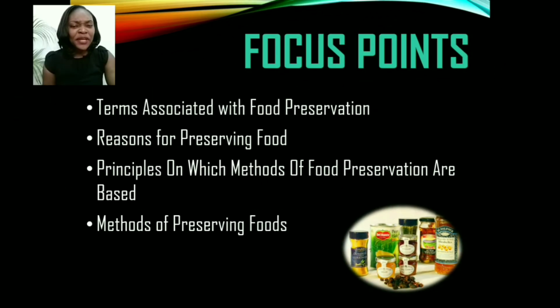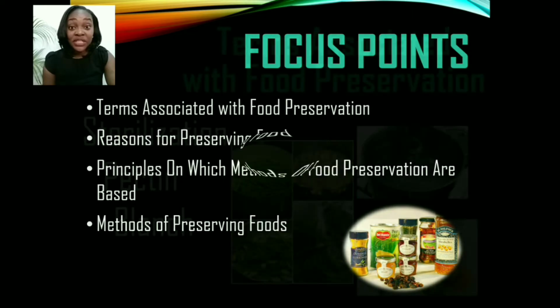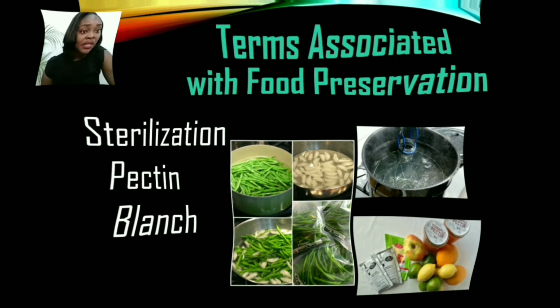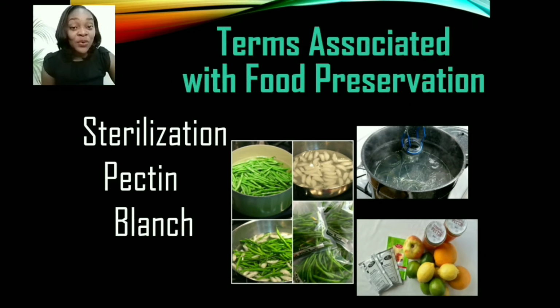Now, it is very important for us to set the foundation, right? And in setting today's foundation, we'll be looking at 3 terms that are associated with food preservation. Now, we have sterilization, pectin, and also blanch. Based on these images that are displayed on your right, are you able to tell which picture denotes which term? So let us see what we're seeing here.